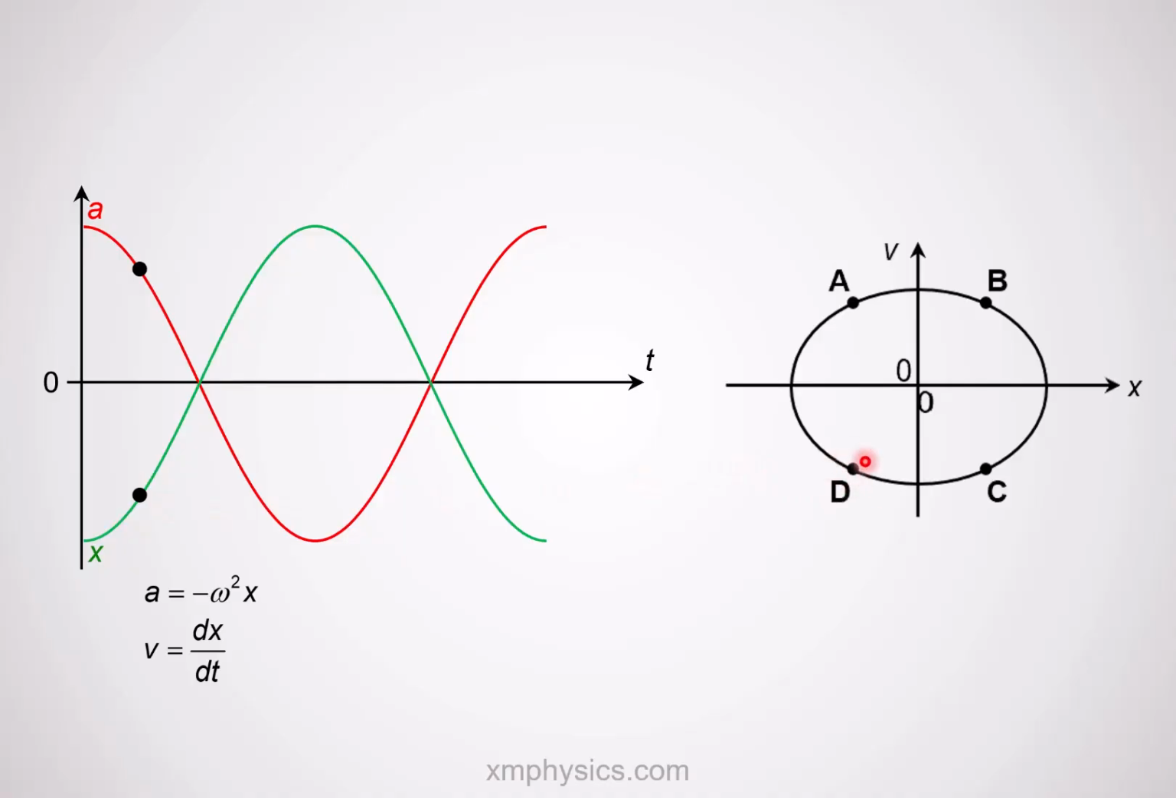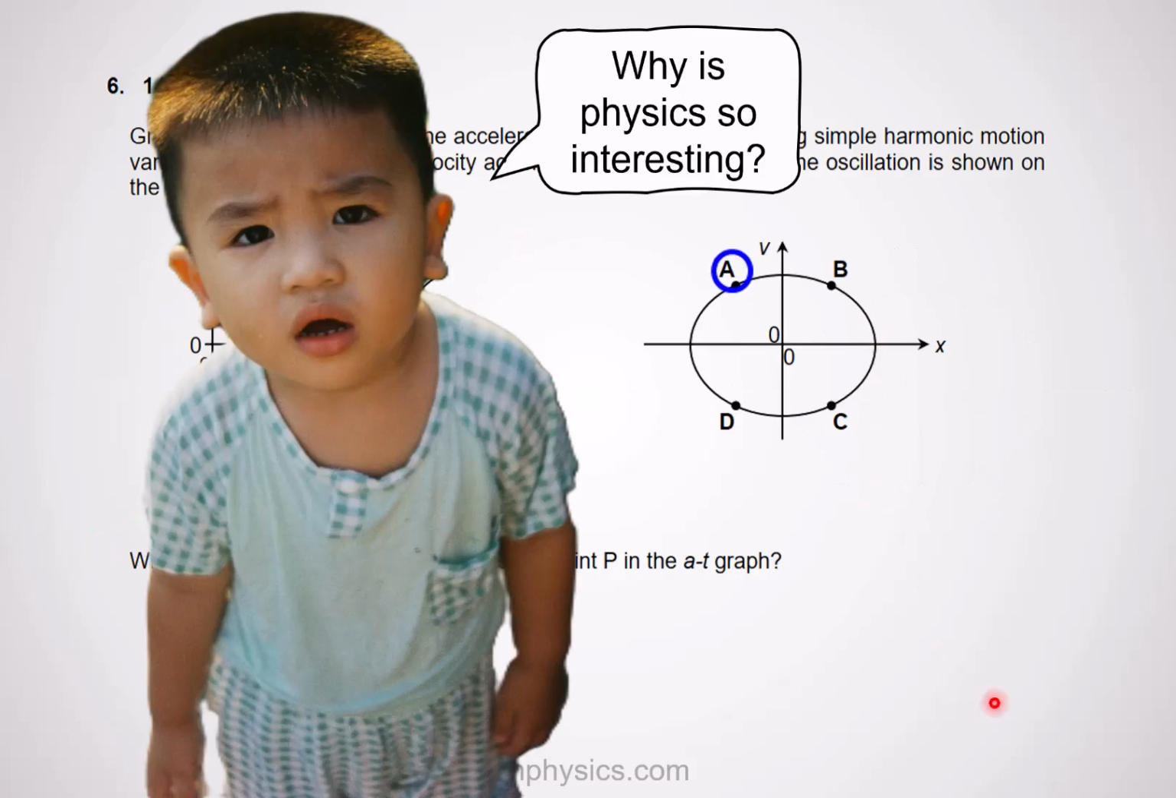So we are going to reject D because D has a negative velocity, which means the answer has to be A. Yes, physics is very interesting as long as you are willing to think hard.